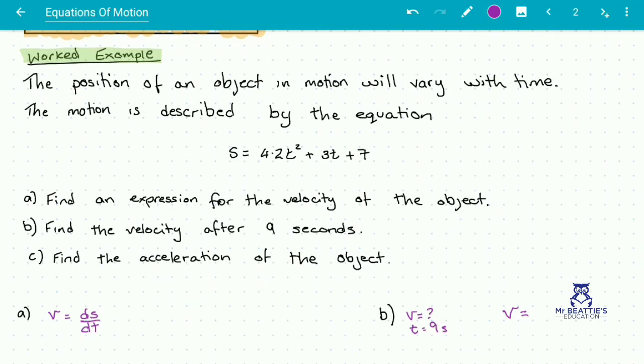So our worked example: the position of an object in motion will vary with time. The motion is described by the equation s equals 4.2 t squared plus 3t plus 7. For A, we need to find an expression for the velocity of the object. For B, we need to find the velocity of the object after 9 seconds. And for C, the acceleration of the object.